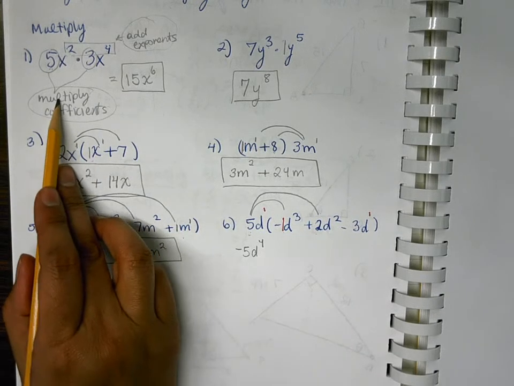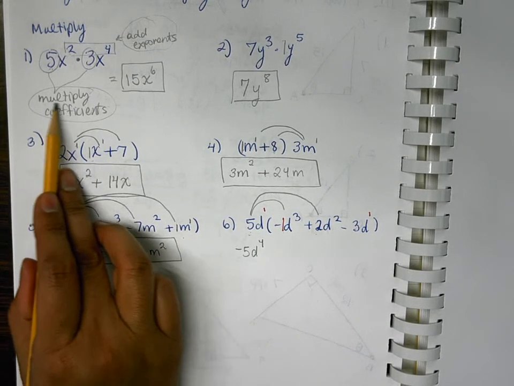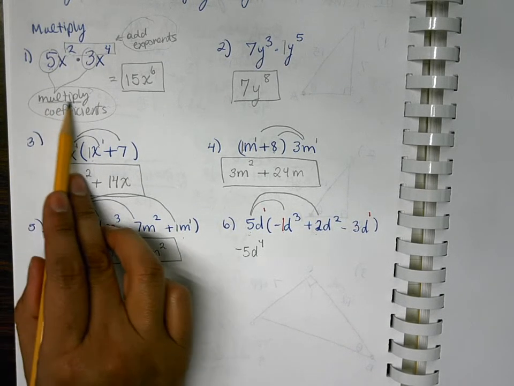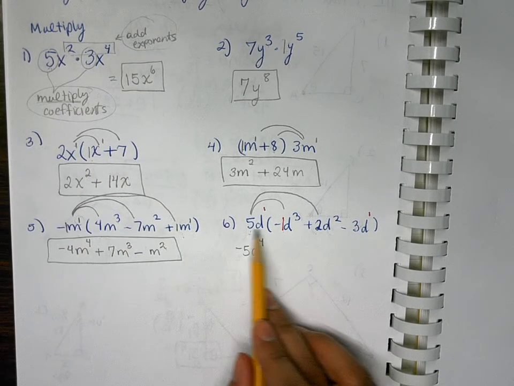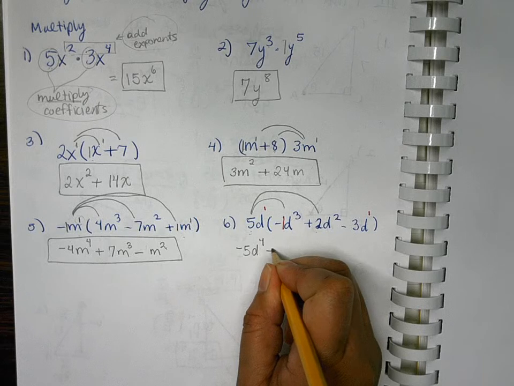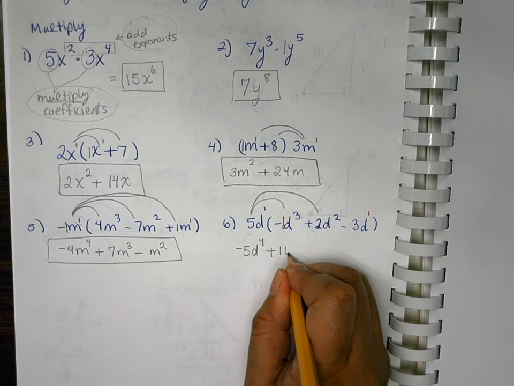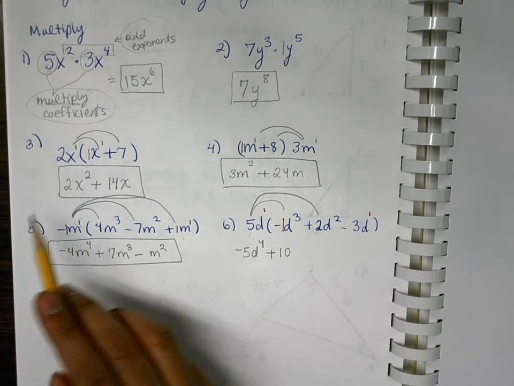Okay, next one. Nathan, help me out. I'm here with the 5 and the 2. And what do we do with the coefficients? Add them. Oh, no. We multiply. It's okay. We multiply our coefficients. So what is 5 times 2? 10.